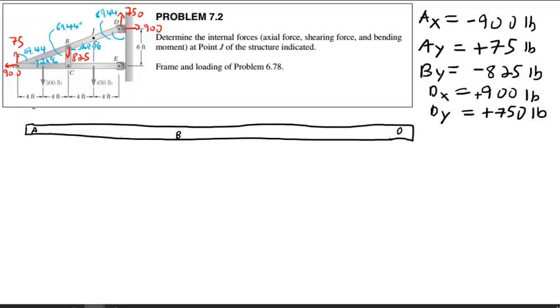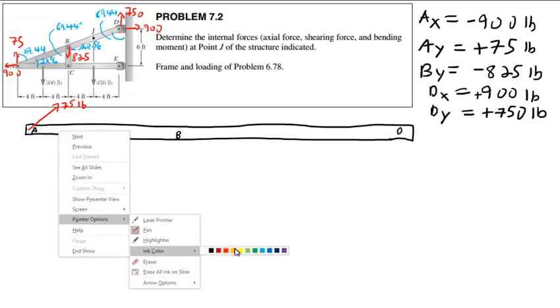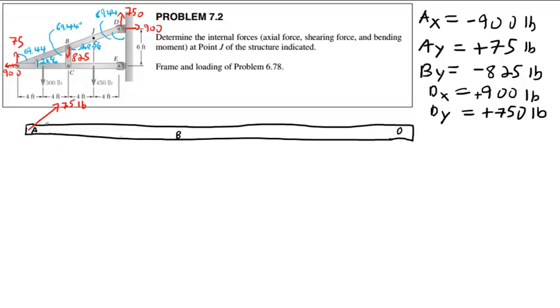Now, look here. So what I'm going to do is draw a 75-pound force here, and at an angle of, let's see, 22.56 degrees. Oh, thank you, sorry, 69.44 degrees.